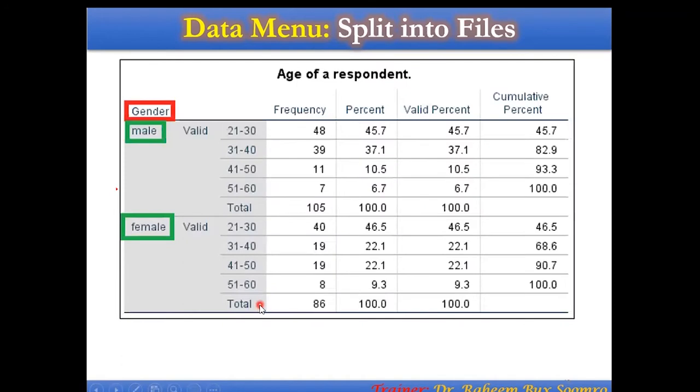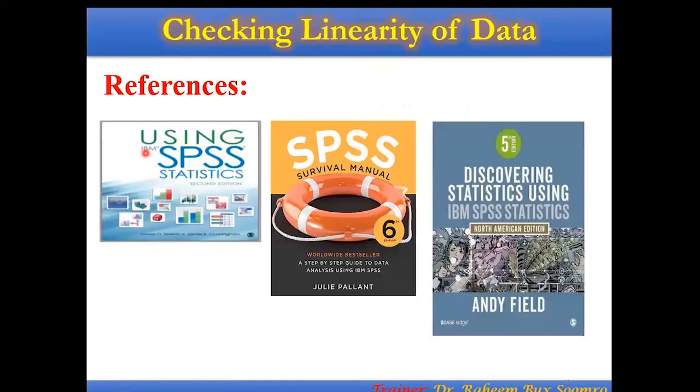And now see, the age of respondent, the results of it have been produced in two forms, male and female separately. Earlier, if you applied this, there would be no segregation of the results based on gender, male or female. That means there would be one collective table where you would get the results of the genders in a mixed manner. But now the results are there separately.